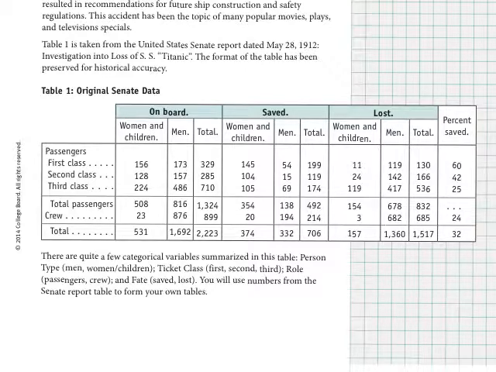In this frequency table, we can see a couple different things happening. These are the types of people that were on the ship: first class passengers, second class passengers, third class passengers, and then crew, or total passengers and crew. Up top, we have it broken down into people that were on board the boat, people that were saved, and people that were lost. There's a lot more happening here than just two different variables, but we should be able to read and fill in a frequency table.